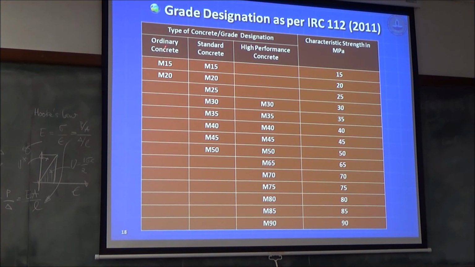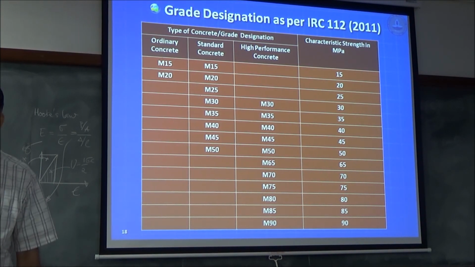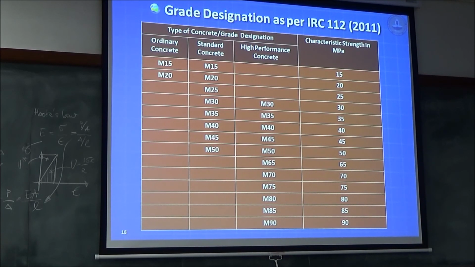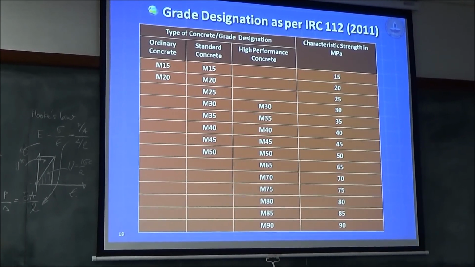The other code that is worth looking at is IRC 112, Indian Roads Congress, which is a more recent code, which is actually for bridges, and it's directly related to the Eurocode. So here we have different types of concrete: ordinary concrete, standard concrete up to M50, and high performance concrete, M30 to M90, where this number is always strength in megapascals.